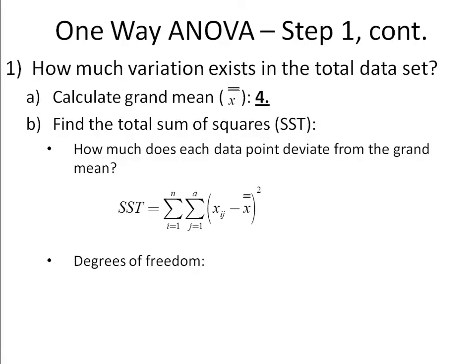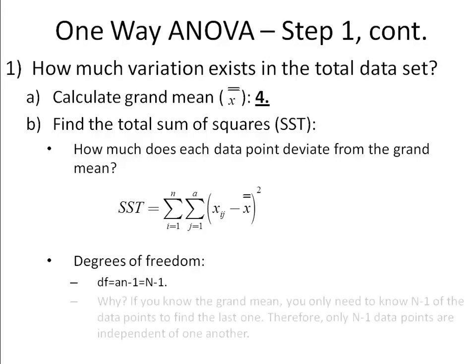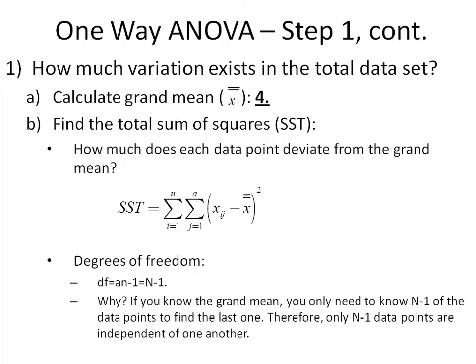Now this calculation has degrees of freedom associated with it, much like what we saw with the t-tests, okay? And the degrees of freedom in this instance are a times little n minus 1, or big N minus 1. Now, the question for that is why? So if you know the grand mean, you only need to know big N minus 1 of the data points to find the last one. So in this case, if you knew what the grand mean was, you would only need to know 8 out of the total 9 of the data points to find the 9th data point. Therefore, only 8 of the data points are independent from one another. One of those data points is actually dependent on the others, thus giving you degrees of freedom, in this case, of big N minus 1, or 9 minus 1, or 8. Okay?